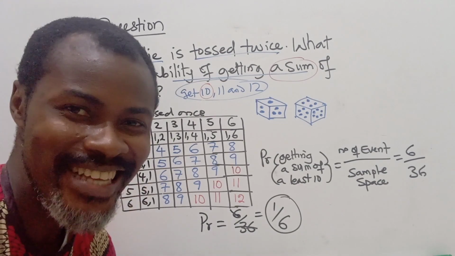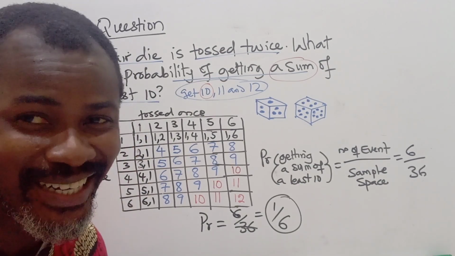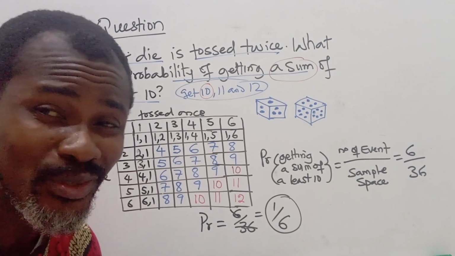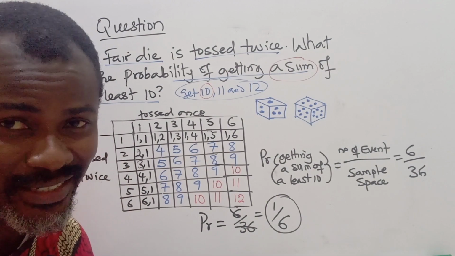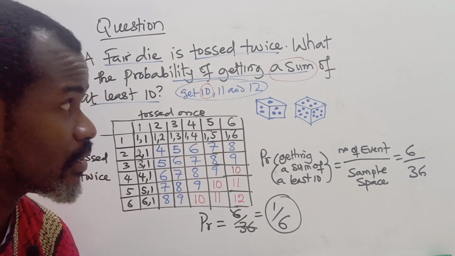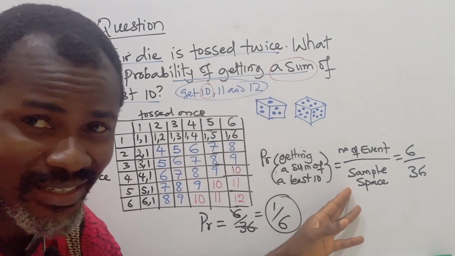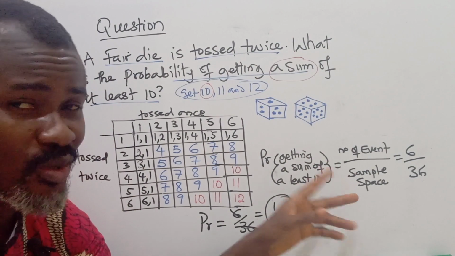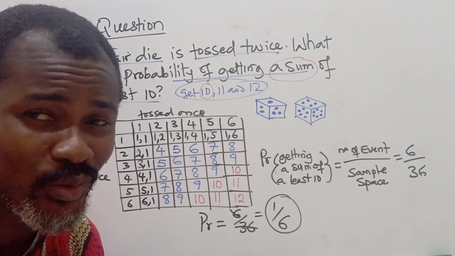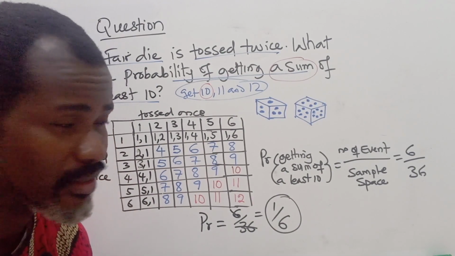Alright guys, thank you for watching this video. I hope that it was clear enough so that when you find such problems in your exams, you will be able to attempt them easily. One thing you just have to have in mind is when the die is tossed twice, we have the sample space as 36. If the die is tossed once, it's just 6. If it is tossed twice, you use 6 times 6, that's 6 raised to the power 2.